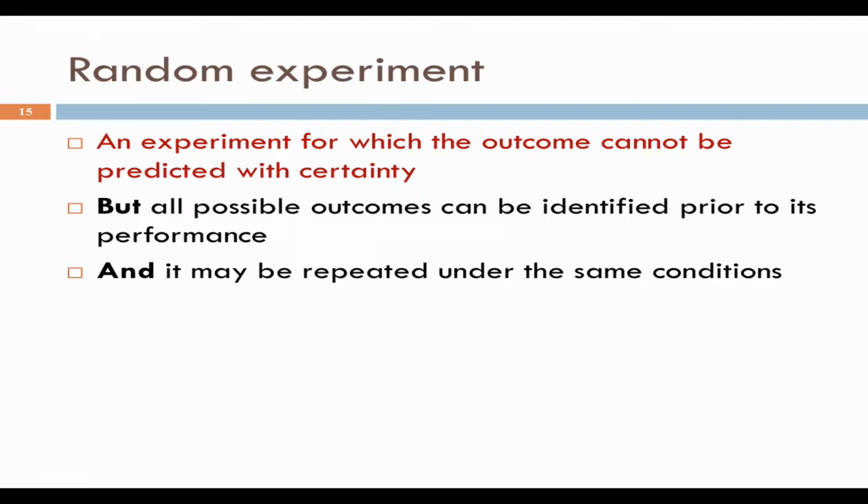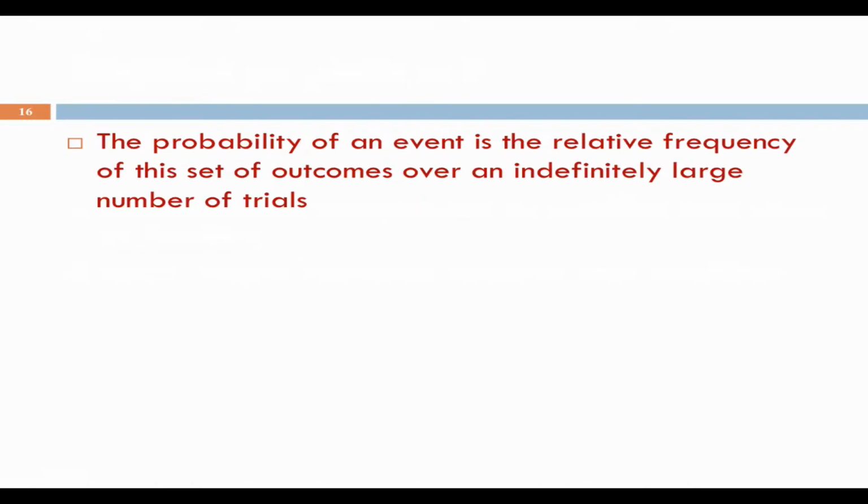A random experiment means an experiment for which the outcome cannot be predicted with certainty, but all possible outcomes can be identified prior to its performance, and it may be repeated under the same conditions. So the probability of an event is really the relative frequency of the set of outcomes over an infinitely large number of trials. Basically, the probability of an event is the relative frequency with which this event happens if you do this a lot of times.